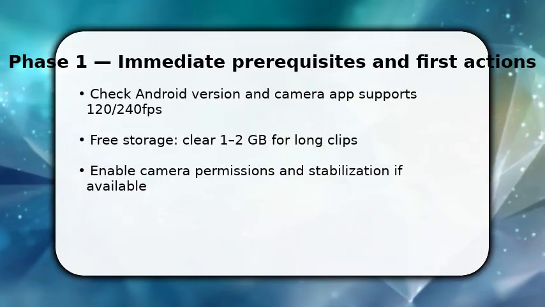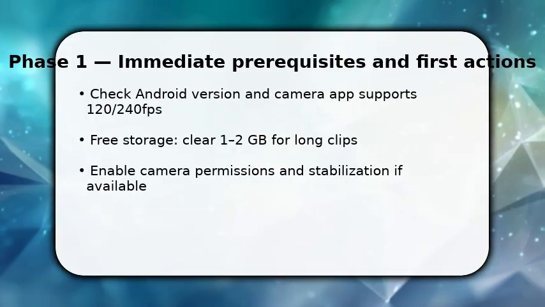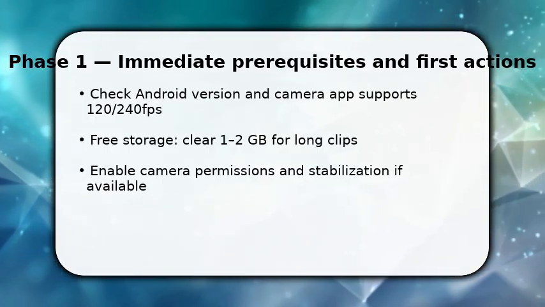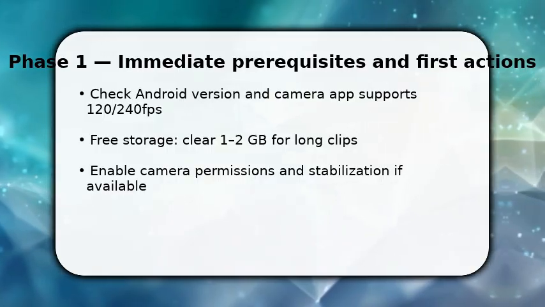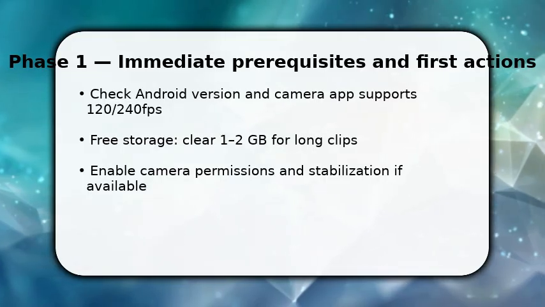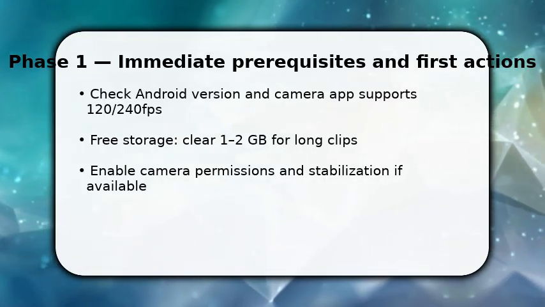You start by confirming your phone supports high frame rates. Check settings about phone and camera app modes for 120 or 240 FPS. Once confirmed, free at least 1.2 GB of storage so captures don't stop mid-shot.